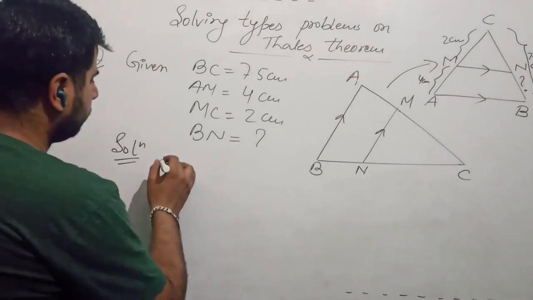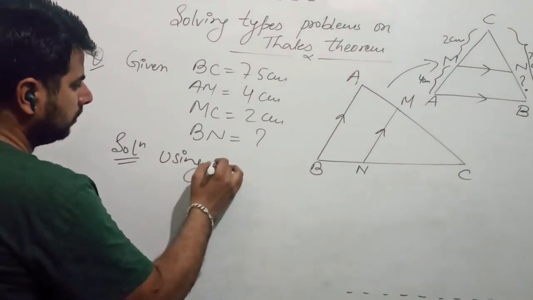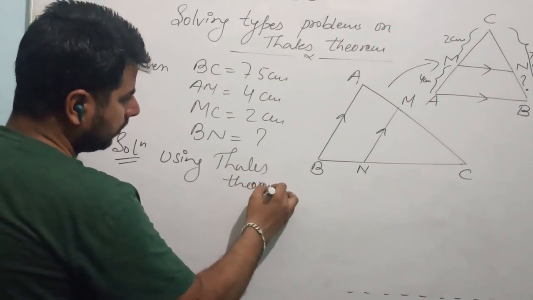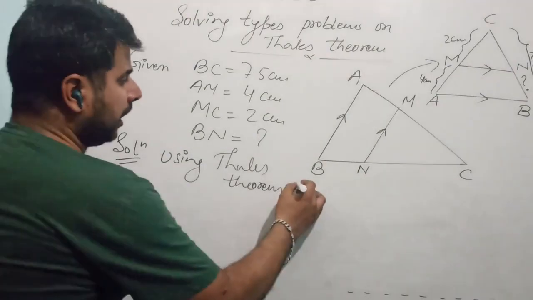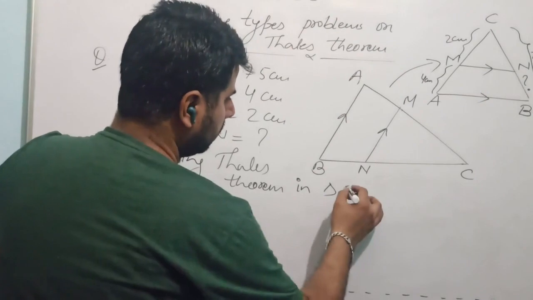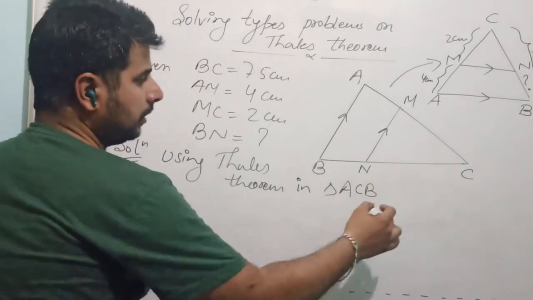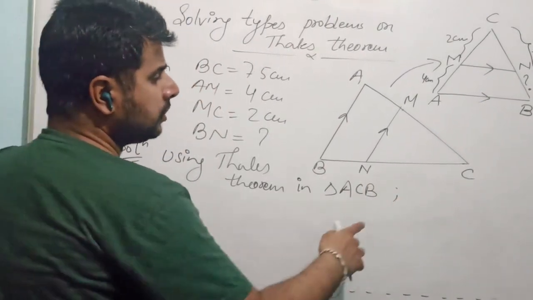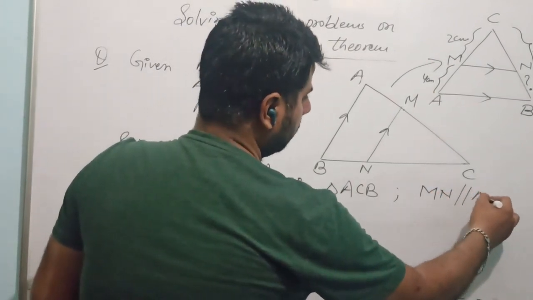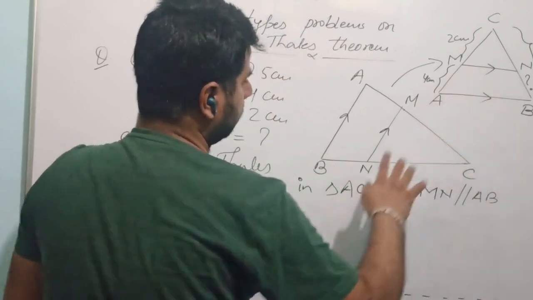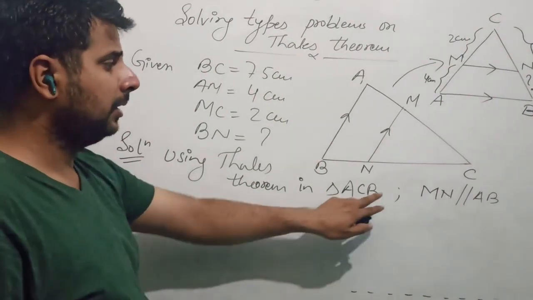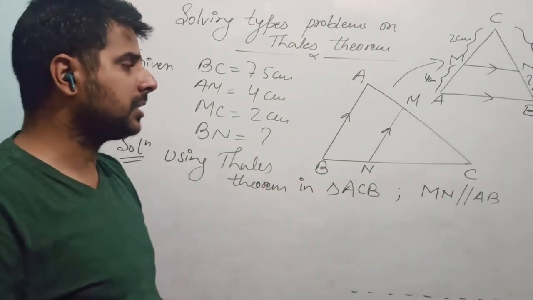What we will write first, using Thales theorem, in triangle, you have to write the name of the triangle ACB, in which your MN is parallel to AB. You have to write all the given part of the Thales theorem: the triangle name and the line segment which is parallel to the side.